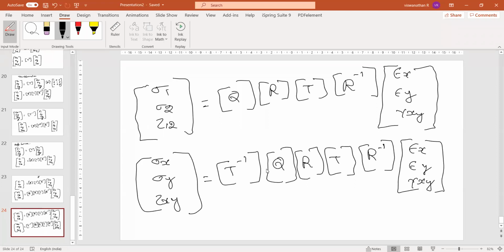Since this is not a 0-degree lamina, we have assumed it's not a 0-degree lamina, so this whole thing is there. And this whole thing is called the Q bar matrix. So global stresses and global strains are related by the Q bar matrix for an angle lamina.